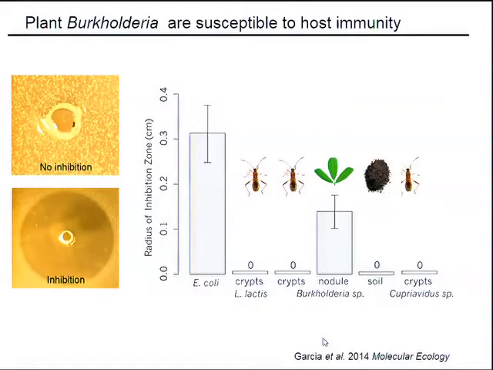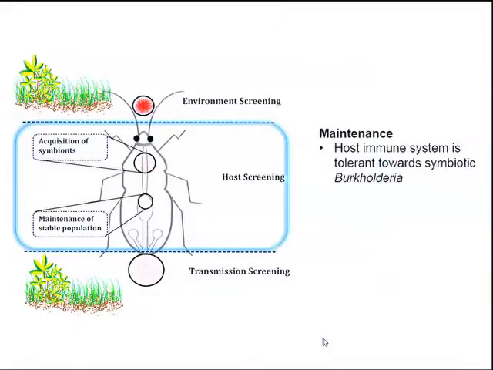We also looked at one other non-Burkholderia species that we found in the Crypts. This one's a sister genus to Burkholderia, and this one's a totally separate phyla of bacteria. And again, we didn't see a very strong reaction to it. So this may suggest that there's some immune tolerance towards Burkholderia, or these bugs are just bad at mounting an immune response. So there is tolerance towards Burkholderia. We don't know if it's specific to that genus or to the symbiotic Burkholderia.